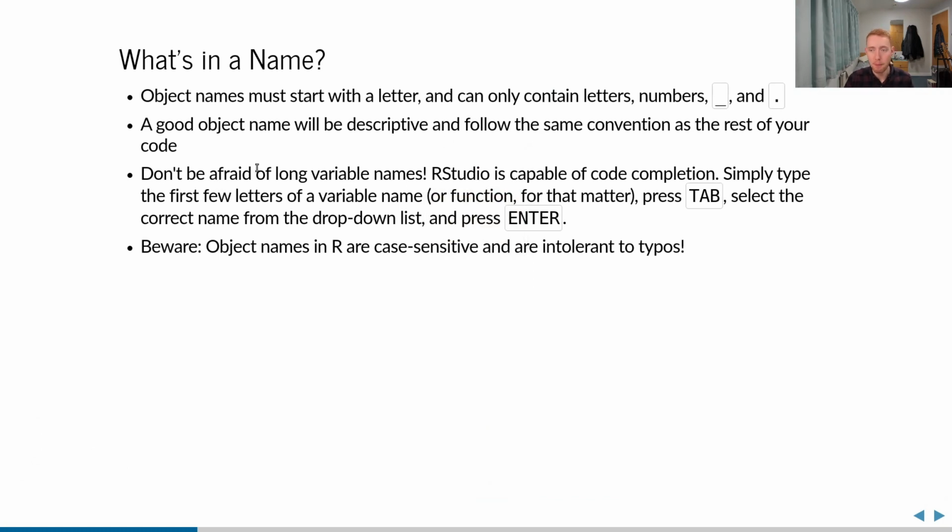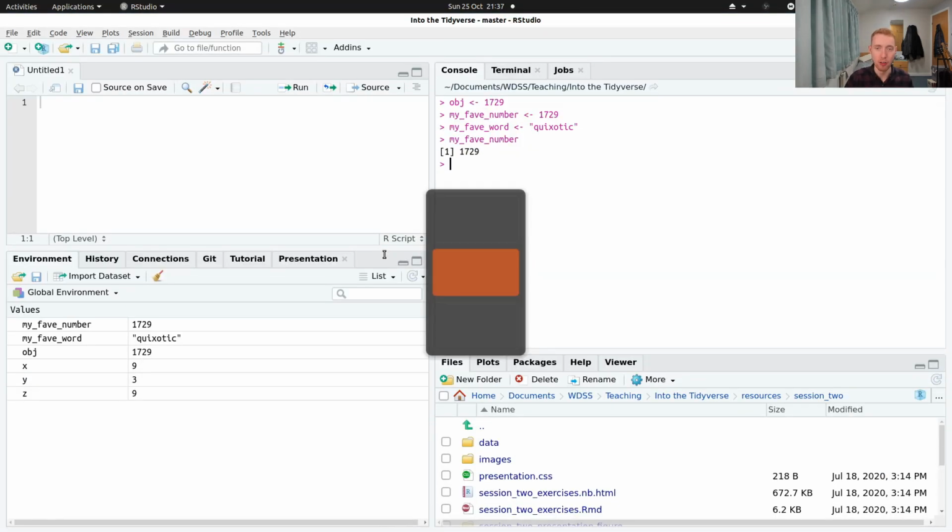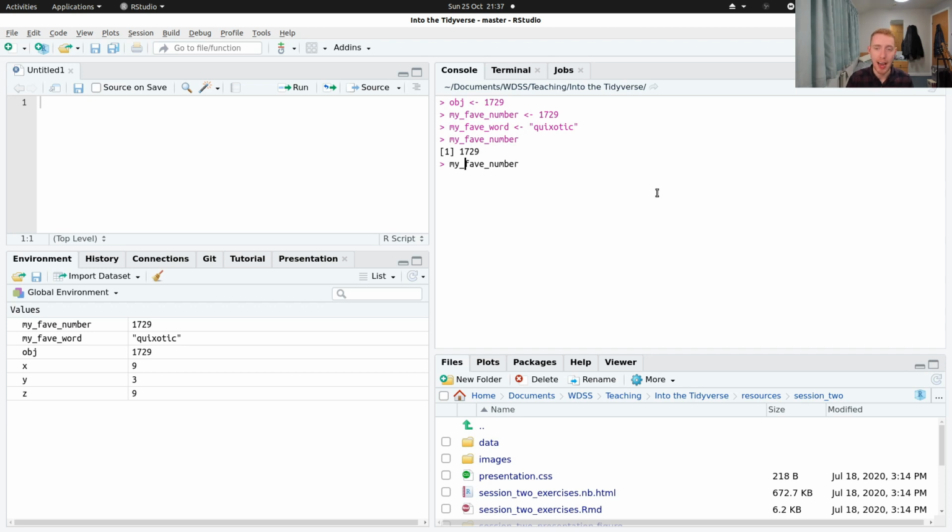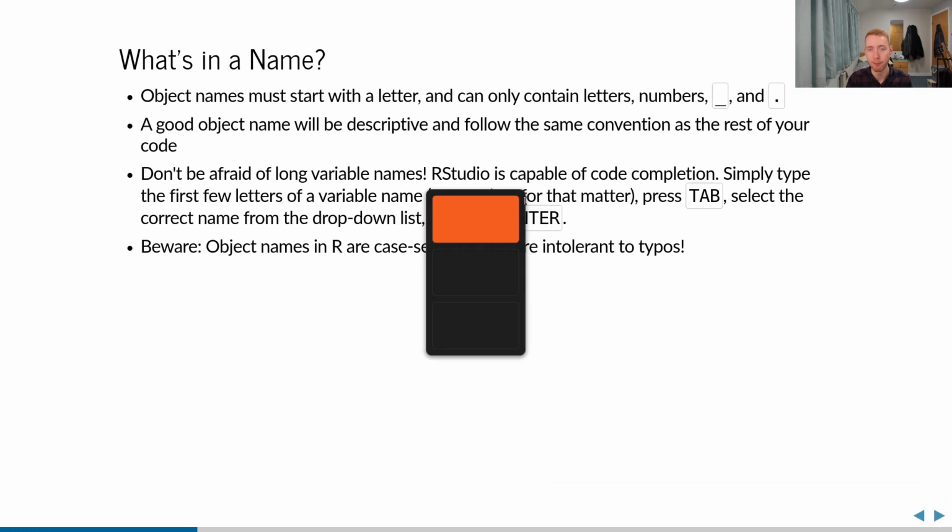And so that's what was mentioned here. Do be careful though. Object names in R are case sensitive and are intolerant to typos. So if I have my_fave_number, or if I have it missing the underscore here, it will say object not found. And that's just R's way of saying, hey, this thing you're asking for doesn't exist. So just be aware of that. You have to be exact with the names that you use.